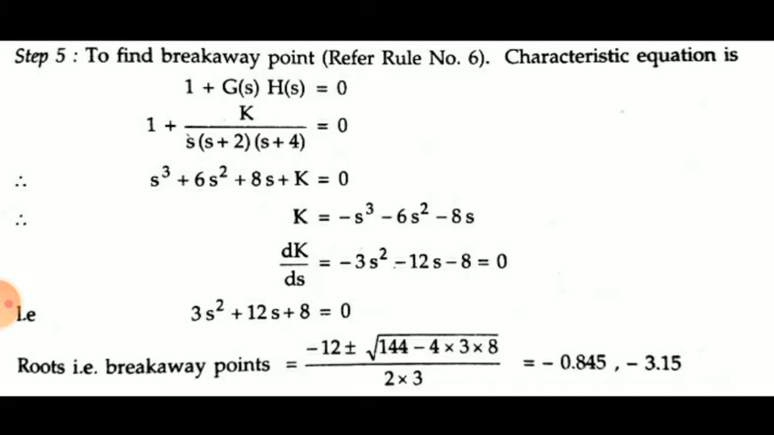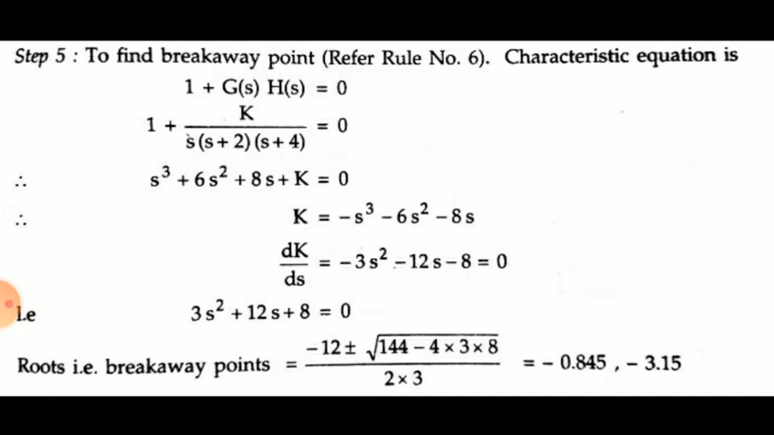So here it is. The characteristic equation is 1 plus G(s)H(s) equal to 0. So 1 plus k upon s into (s plus 2) into (s plus 4), this is the G(s)H(s) that is given in the example. So 1 plus G(s)H(s) equal to 0 means s cube plus 6s square plus 8s plus k is equal to 0. Separate k and s on both sides, so k equal to minus s cube minus 6s square minus 8s.